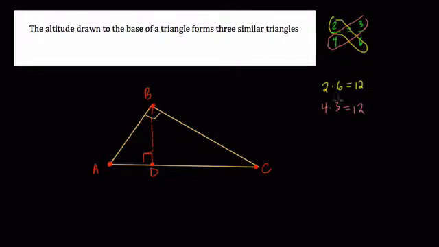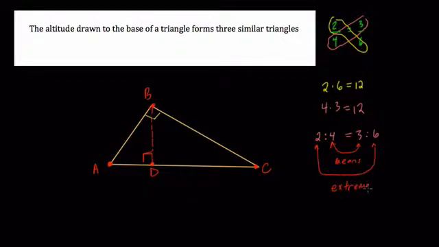Why is it called means and extremes? Well, if we write the first ratio as 2 to 4 equals 3 to 6, the numbers 4 and 3 are referred to as the means because they're in the middle. They have a mean, an average. And the outside numbers are extremes because they're outside. So the product of the means equals the product of the extremes. And I'm telling you all of this because in this case right here, with the right triangles, we do get three similar triangles. This is a special case.